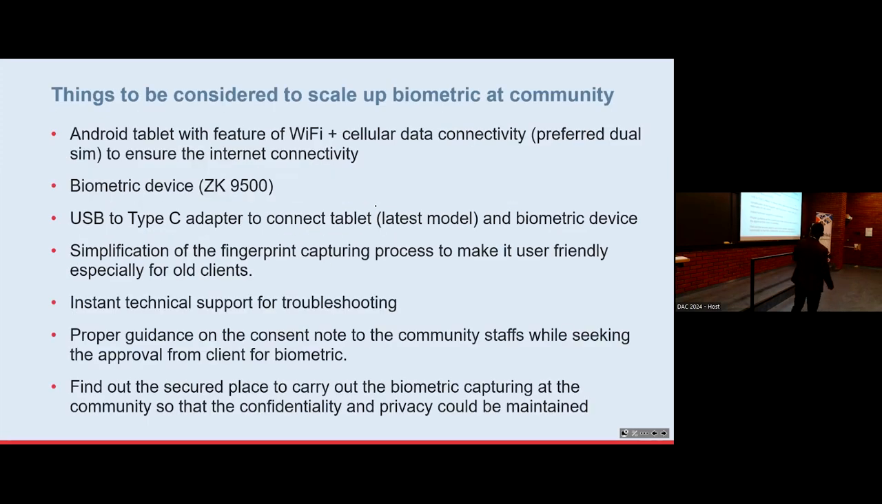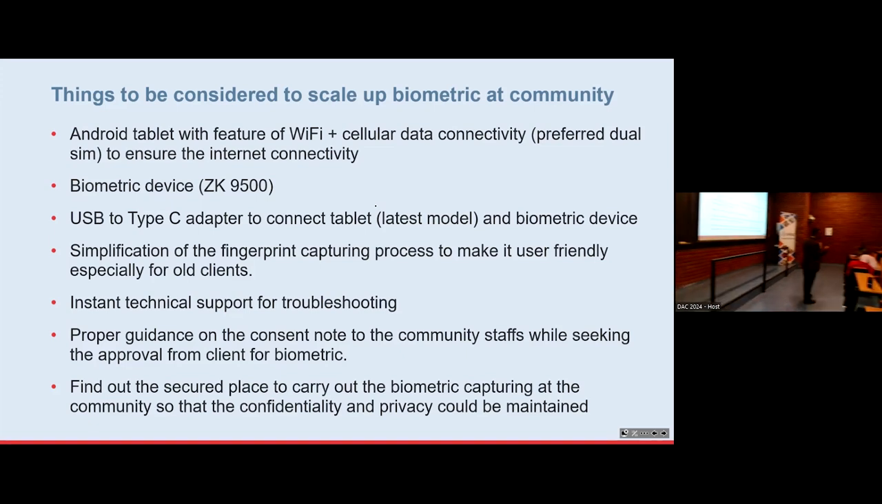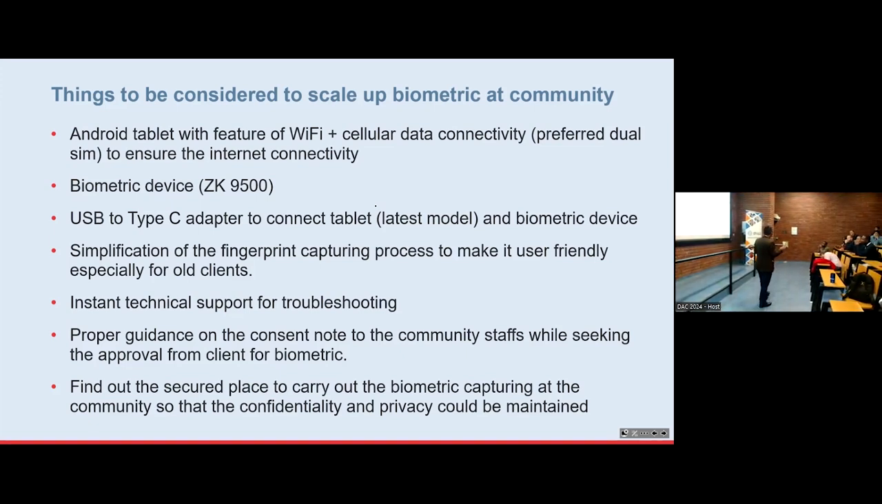So these are the things to be considered to scale up biometric at the community. We need Android tablets with features of Wi-Fi, and there must be more alternatives to ensure internet connectivity, so that at any place the internet connection would be there. Another one is the biometric device, and we use ZK9500, which is aligned with the national system.